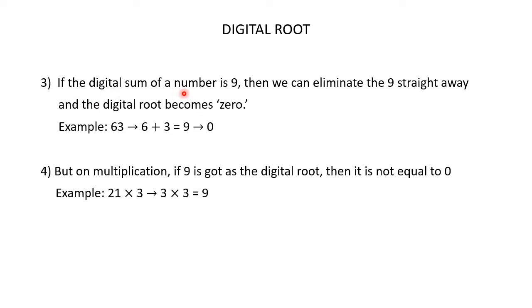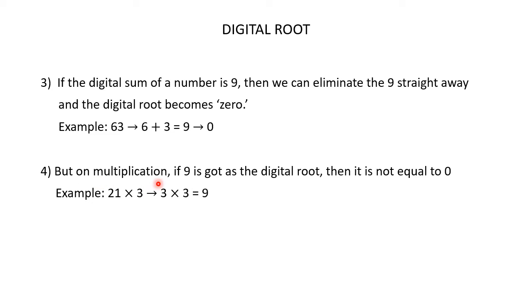If the digital sum of a number is 9, then we can eliminate the 9 straight away and the digital root becomes 0. For example, in this number 63, when you add 6 plus 3, you will get 9. So you can eliminate 9 straight away and the digital root becomes 0. So 9 is equivalent to 0. So 0 is the digital root of 63.